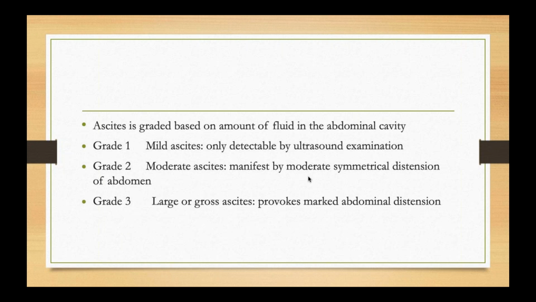Ascites, clinically you can grade as mild, moderate, or large ascites. Mild means only by ultrasound you detect. Moderate means you can manifest clinically, like all your signs, clinical examination can show. Large or gross ascites provokes marked abdominal distension. Like in our MBBS time, people used to teach this puddle sign and all those things. But I usually don't feel for that, because it is better to get an ultrasound. Now ultrasound is available almost at every place.